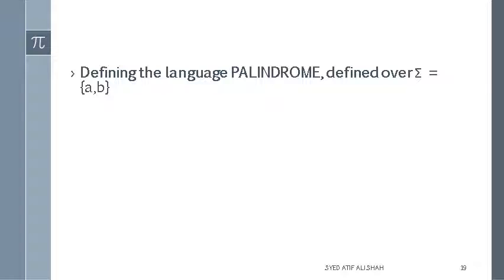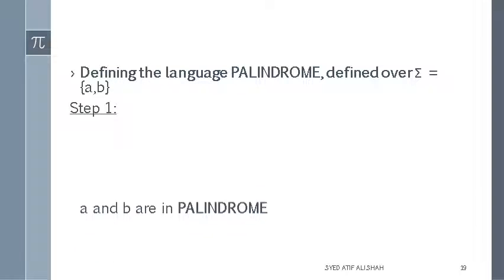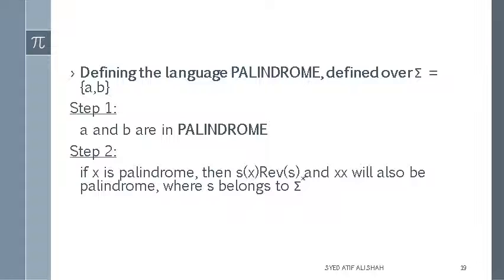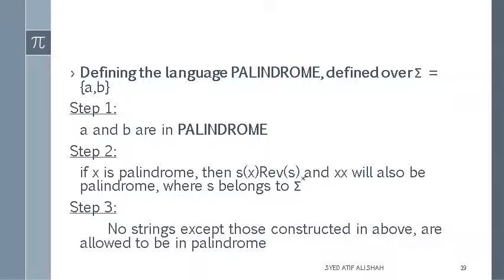Now we have another example, that is palindrome. So sigma is equal to {a, b}. Step number 1: a and b are in palindrome. Step number 2: if x is in palindrome, then s x reverse of s, and also s x s reverse, will also be a palindrome, where s belongs to sigma star. Step number 3: no string except those constructed above is allowed to be in palindrome.